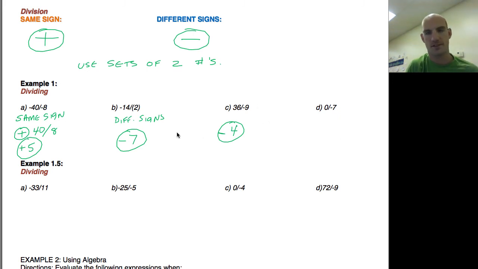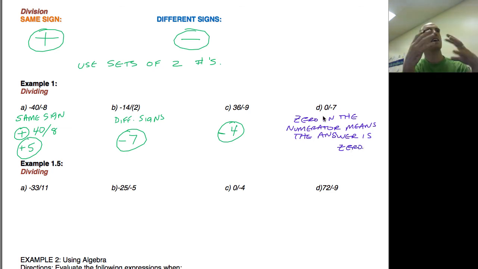Here's a little special case. 0 in the numerator means the answer is 0. It's like saying 0 out of whatever number. 0 out of 5. Well, you got a 0. What about 0 out of 8? 0. What about 0 out of negative 8? 0. What about 0 out of negative 7?